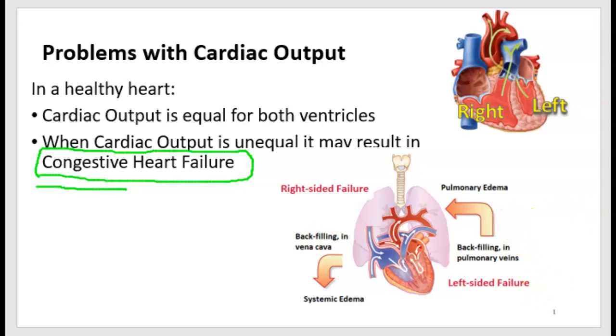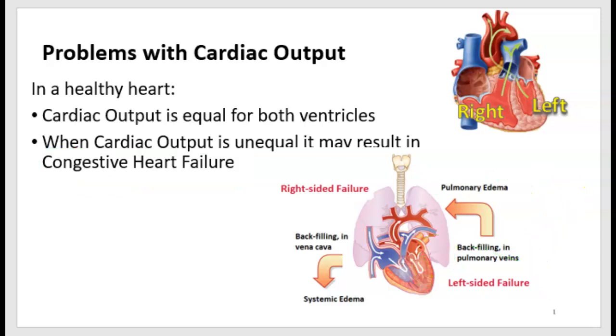So let's just say that if you have left-sided failure here in this part, the cardiac output is reduced. The flow is reduced out of the aorta, but the reason is because the blood stays in the ventricle and you get backfilling into the atrium and into the pulmonary veins, resulting in swelling in the lungs.